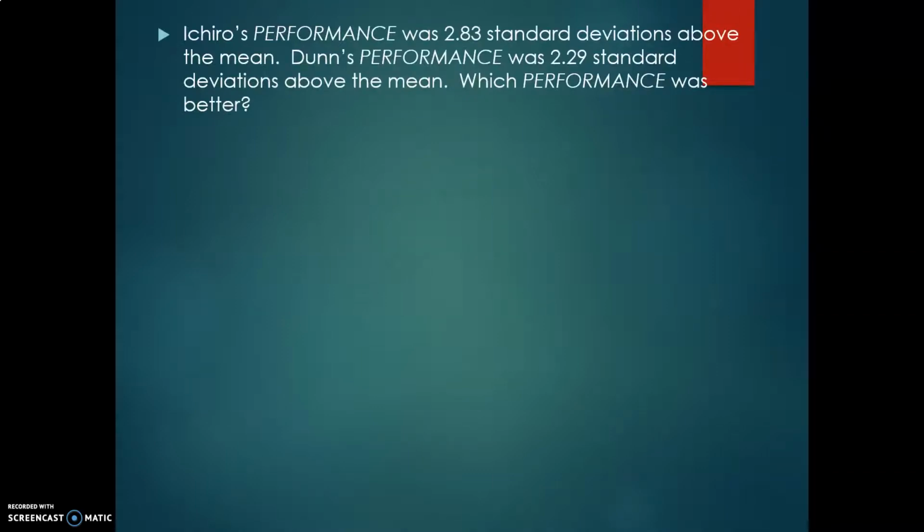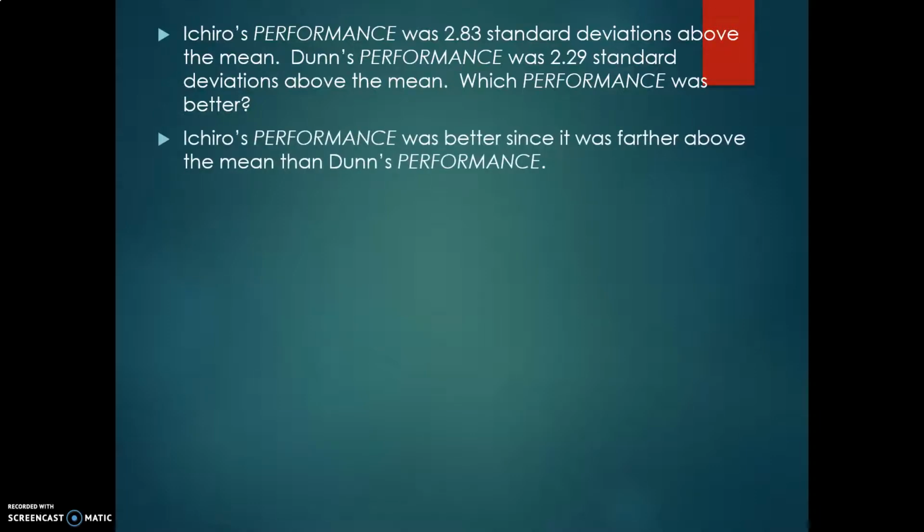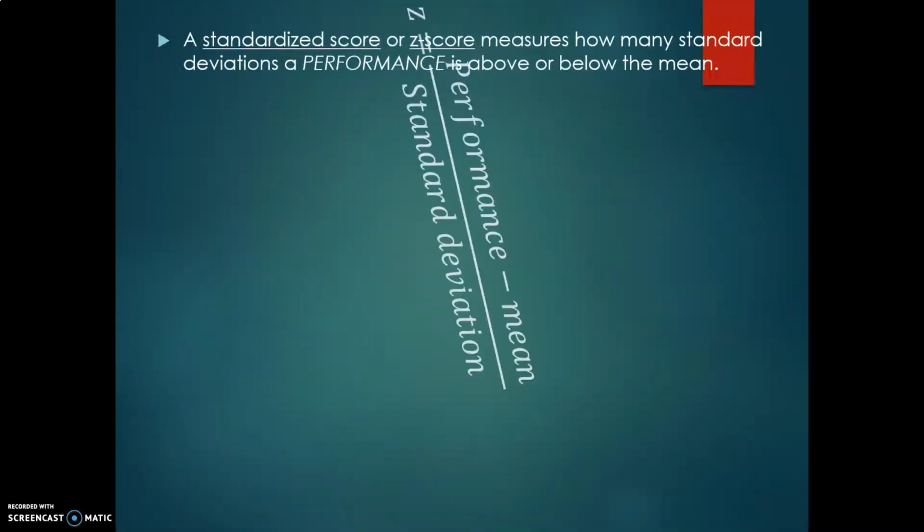Ichiro's was 2.83, Dunn's was 2.29. Therefore, Ichiro's performance was actually better. His was further above the mean. His was more outside of the normal. Okay, so to actually formalize that, in a formula, we want to look at that z-score.